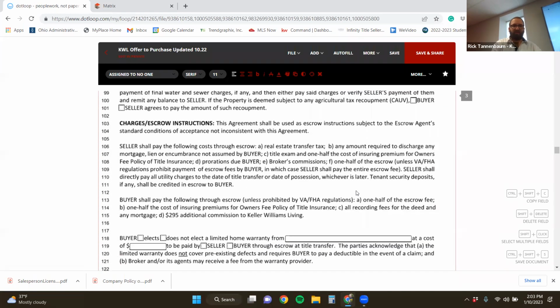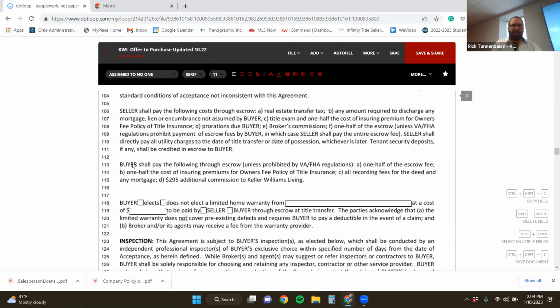Okay, charges through escrow. When I'm representing a buyer, I just skip this whole paragraph here. It says what the seller's closing costs are, and because we're talking about writing purchase agreements, in theory we're talking about representing buyers. So I'll skip down to 113, which says the buyer shall pay the following through escrow. They're going to pay half the escrow fee, which depends on the title company we're using and the county we're in. I've seen it as low as $275 and as high as $400, but usually $275 to $350 seems like the right number.